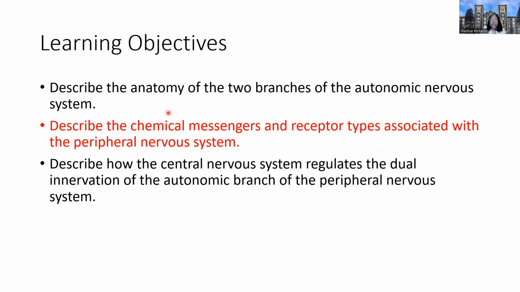Let's begin the second learning objective. Describe the chemical messengers and receptor types associated with the peripheral nervous system. So we're going to get into the synaptic details.